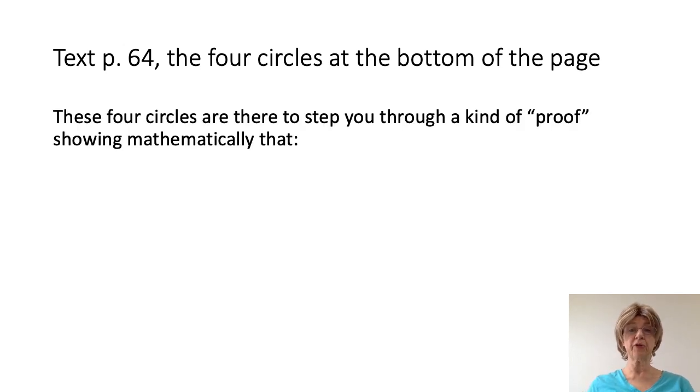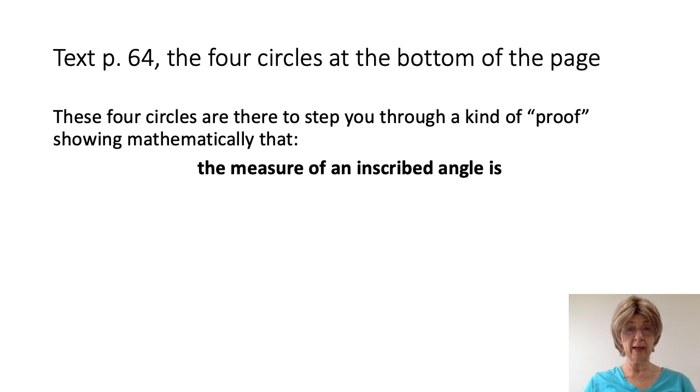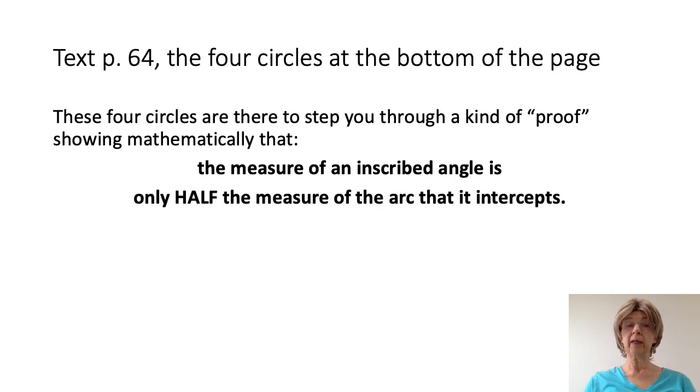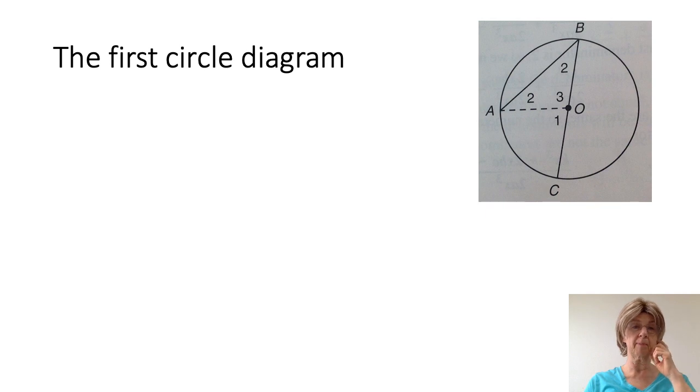These four circles are there to step you through a kind of proof showing mathematically that the measure of an inscribed angle is only half the measure of the arc that it intercepts. Let's unpack that proof. The first circle diagram.